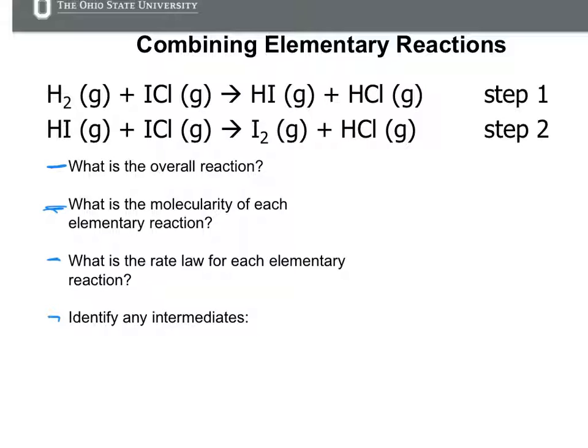How's this going? What is molecularity? That's the unimolecular, bimolecular, termolecular thing. So basically the number of reactants. 1 is uni, 2 is bi, 3 is ter. Should be tri.